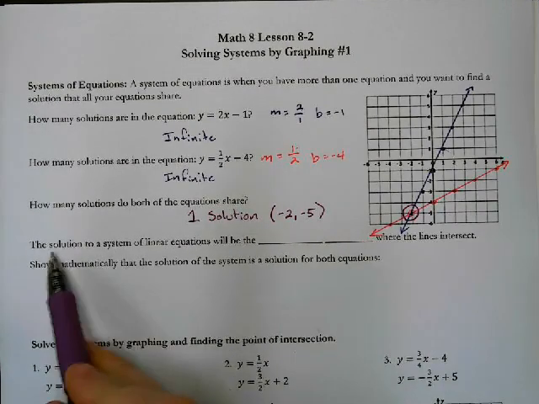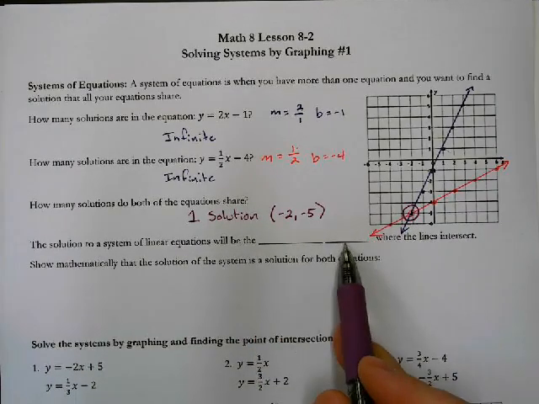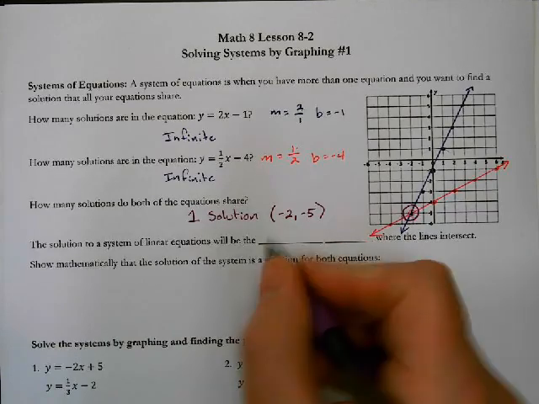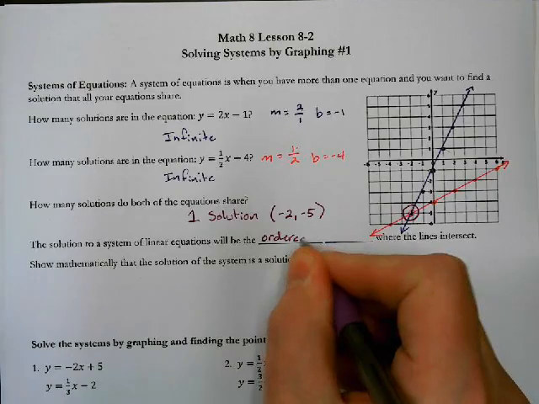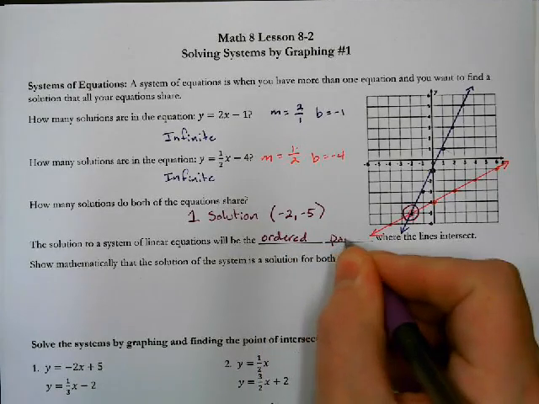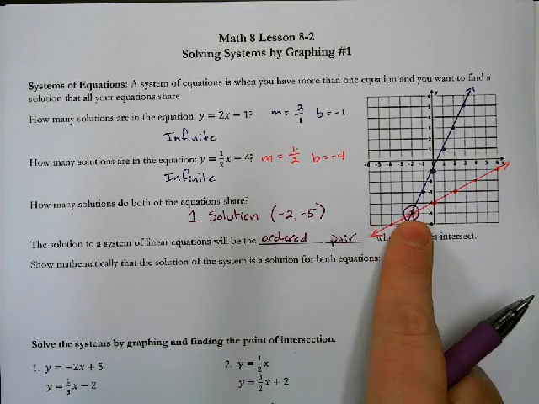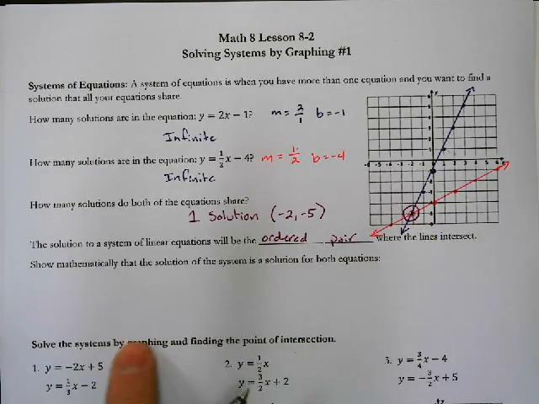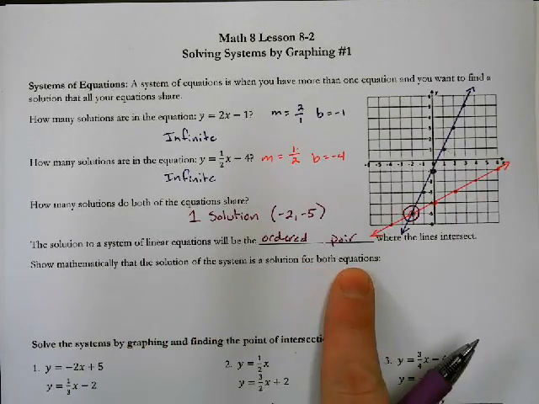So the solution to a system of linear equations will be the point where the lines intersect. It'll be the ordered pair. So our answer will always be a coordinate. We're looking for where they cross. Now it says show mathematically the solution of the system is a solution for both equations.